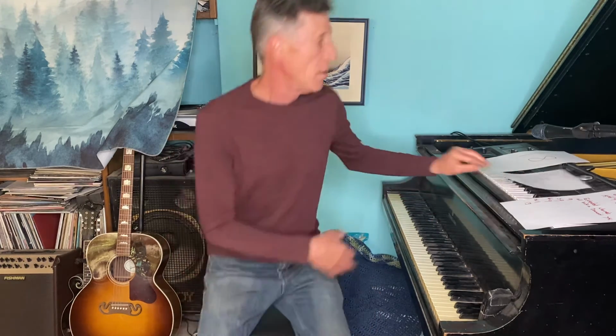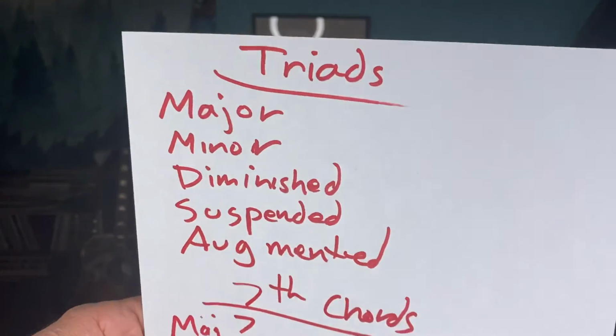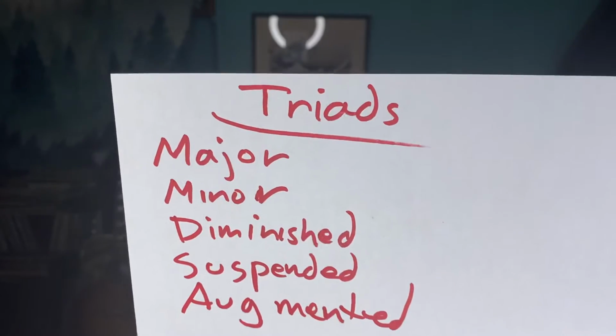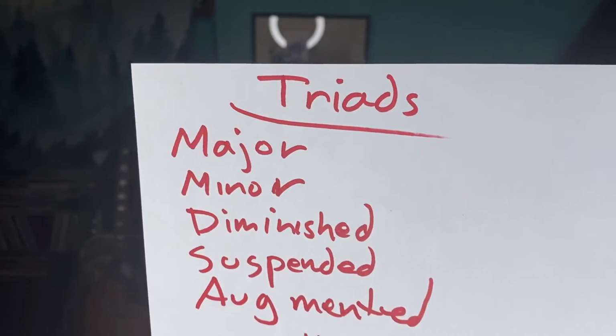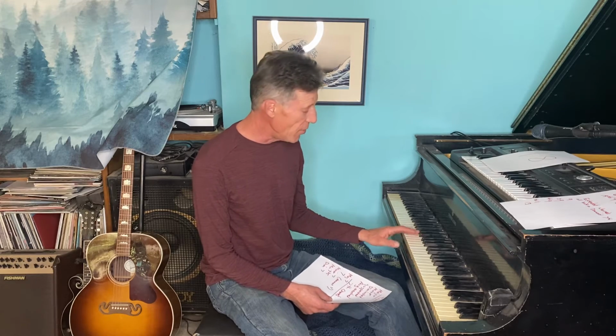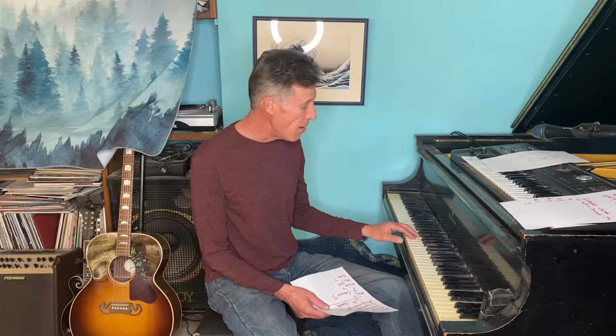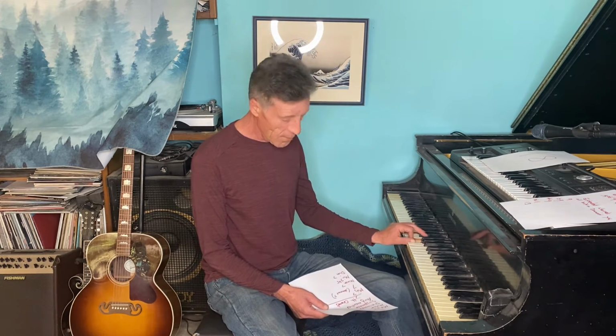By way of review, we have now learned 5 different triads: major, minor, diminished, suspended, and augmented. And we remember those, right? Major, 1, 3, 5 of a major scale. Minor, 1, minor 3, 5. Diminished, 1, minor 3, flat 5. Suspended, 1, 4, 5. And augmented, 1, 3, raised 5.